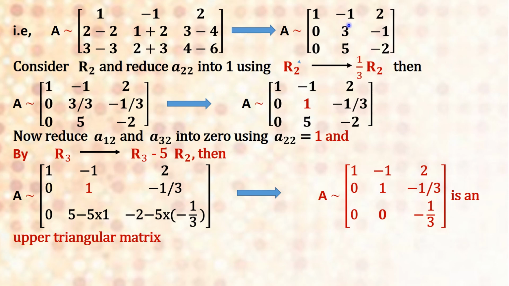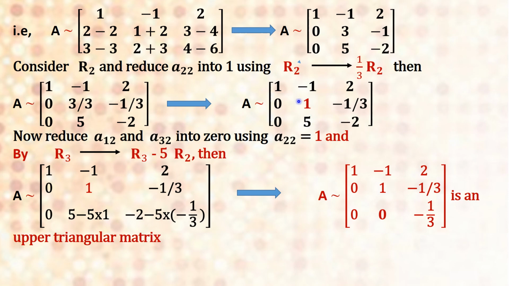So first we will reduce it to 1 by multiplying by 1 upon 3. So consider R2 and reduce A22 into 1 using R2 changes to 1 upon 3 R2. Then the matrix A is equivalent to the matrix 1 minus 1 2, 0 3 upon 3 minus 1 upon 3, 0 5 minus 2. First and last rows as it is. That is A is equivalent to 1 minus 1 2, 0 1 minus 1 upon 3, 0 5 minus 2.